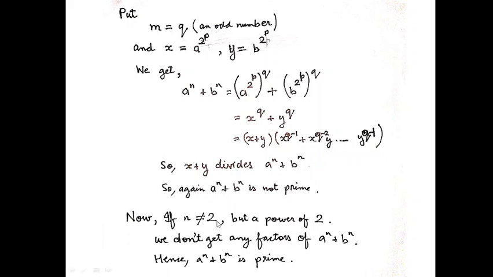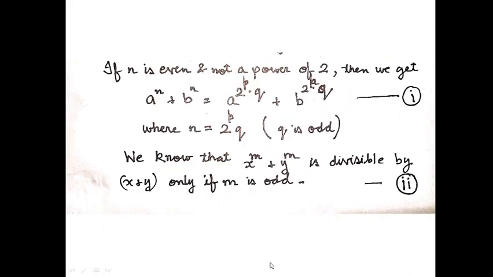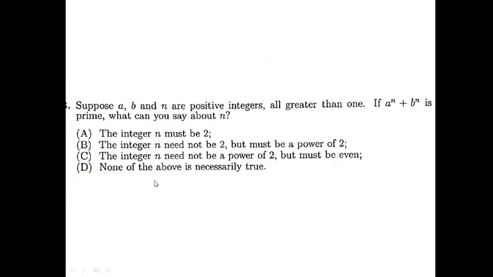Now if n is not equal to 2 but a power of 2, we cannot factorize a power 4 plus b power 4 or a power 8 plus b power 8. We won't get any factors. So a power n plus b power n would be prime. So our correct option would be: the integer need not be 2 but must be a power of 2. So B is our correct option.